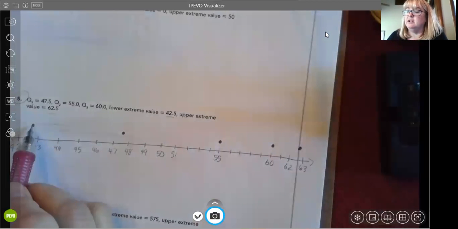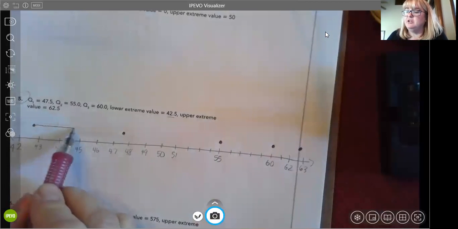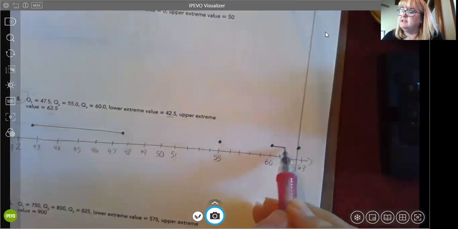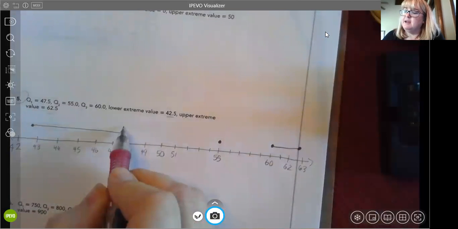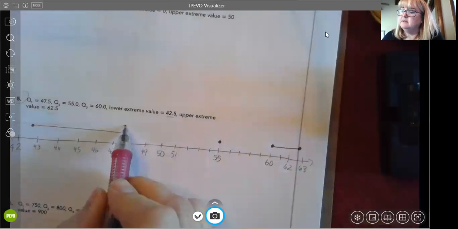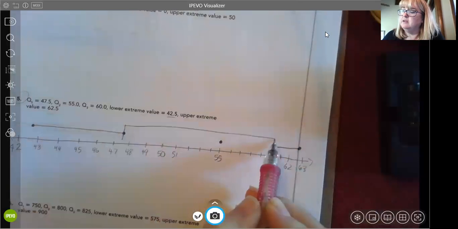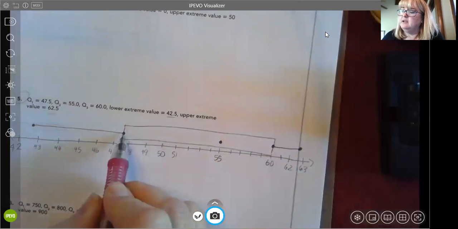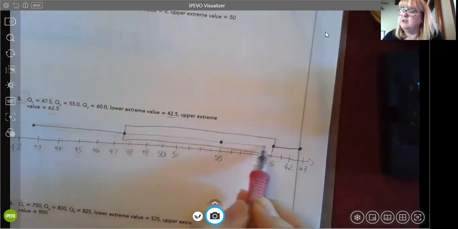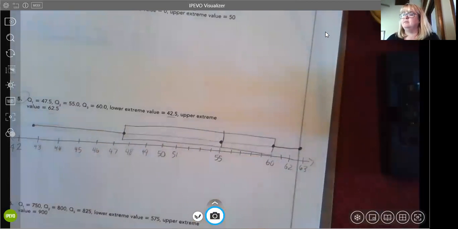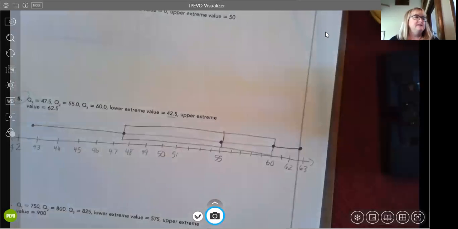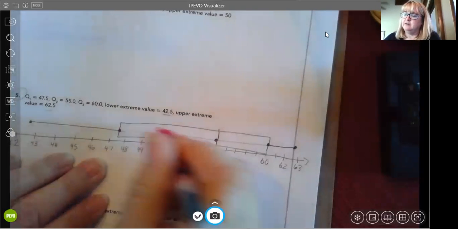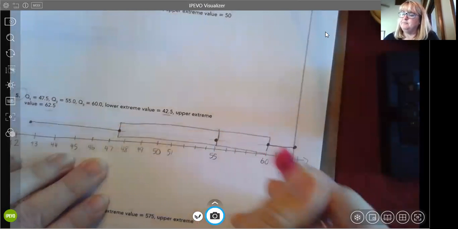I'm going to connect my lower extreme to Q1, connect Q3 to this, and then I'm going to make a box that goes through these 3 points like this. I need to go ahead and draw my line through there. Actually, I didn't have you draw a line through there. This just goes like that.